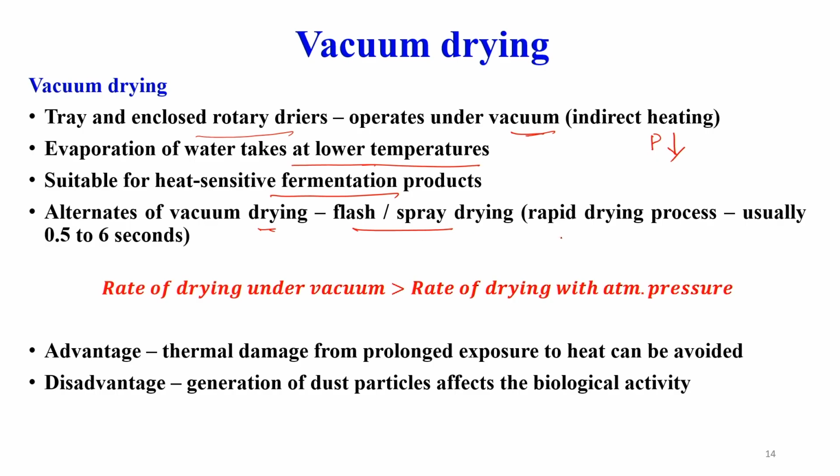In the case of spray drying, this is a rapid drying process and the drying time is very short, you can say a few seconds actually. So, it says the rate of drying under vacuum is greater than the rate of drying at atmospheric pressure. So, there is an advantage for this process because thermal damage from prolonged exposure to heat can be avoided. Further, there is a disadvantage because there may be formation of dust particles which affects the biological activity.